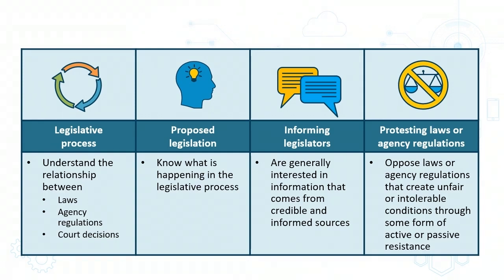Proposed legislation. Know what is happening in the legislative process. Informing legislators. Legislators are generally interested in information that comes from credible and informed sources. Protesting laws and agency regulations. When laws or agency regulations create unfair or intolerable conditions, help to oppose them through some form of active or passive resistance.